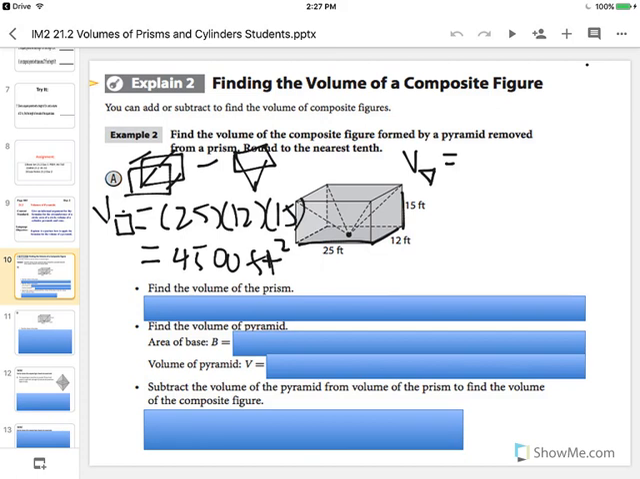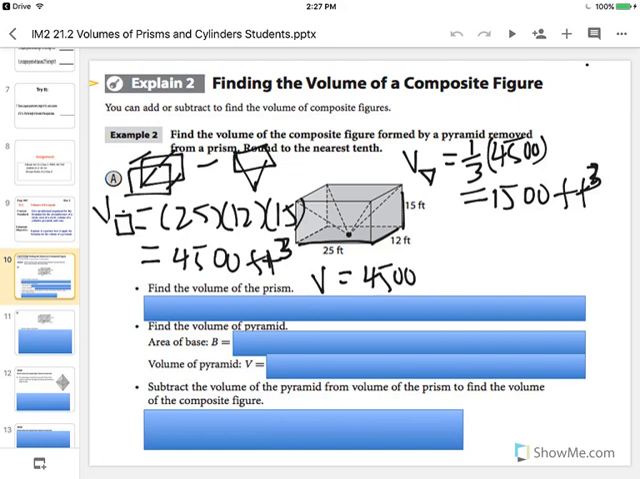They have the same base, but the pyramid is 1/3 of it, so this gives us 1/3 times 4,500, which is 1,500 square feet. Oops, cubic, my mistake. This is also cubic. To find the volume of the composite figure, we take 4,500 minus 1,500, which gives us 3,000 cubic feet.